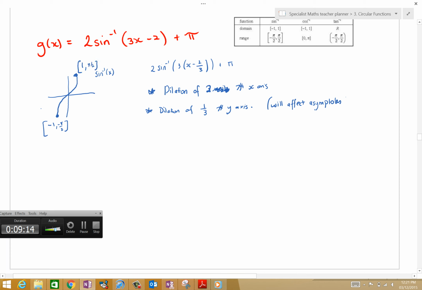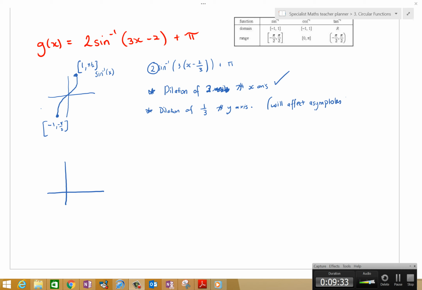So, if we are applying a dilation of 2 out the front here, then what does that mean? That all the values of y we multiply by 2. So I'm going to apply that first. The graph of 2 inverse sine of x is going to look like this. Same shape, same everything. But that is 1, and that is pi. Yes? No? Maybe? Like so.